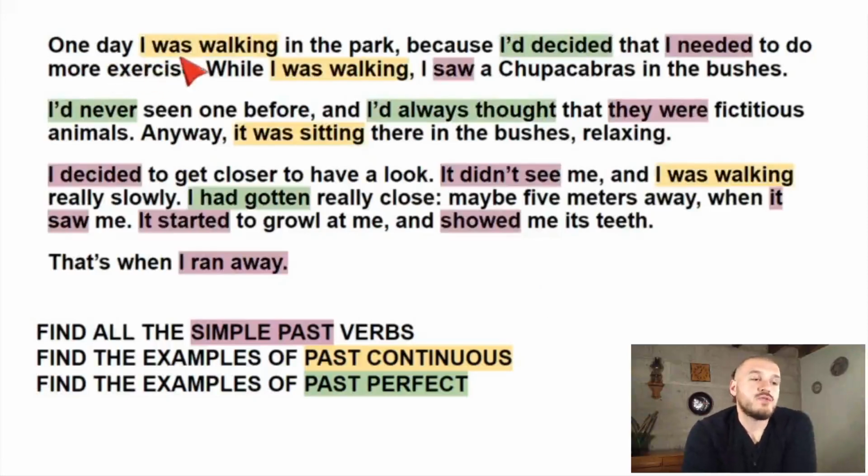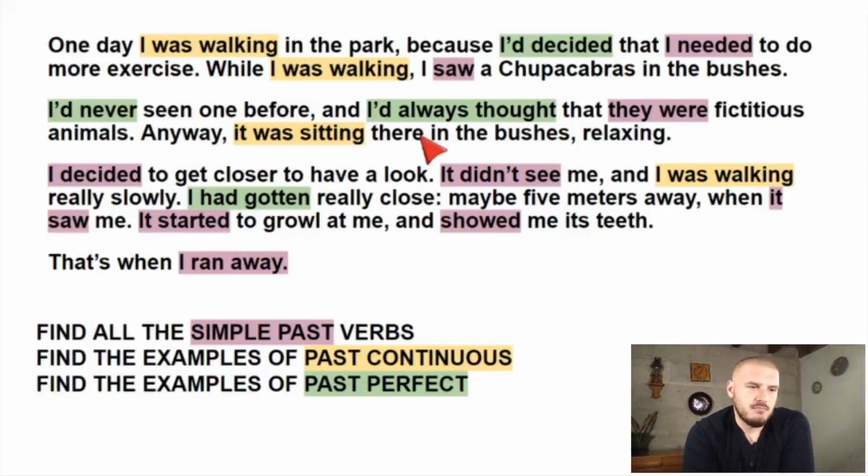One day, I was walking in the park because I had decided that I needed more exercise, okay? Un día estaba caminando o caminaba en el parque porque había decidido que necesitaba hacer más ejercicio. Mientras caminaba, while I was walking, I saw a chupacabras in the bushes, en los arbustos. I had never seen one before. Nunca había visto uno antes. And I had always thought, yo siempre había pensado, that they were fictitious animals, que eran animales ficticios. Anyway, como quiera, it was sitting there in the bushes.